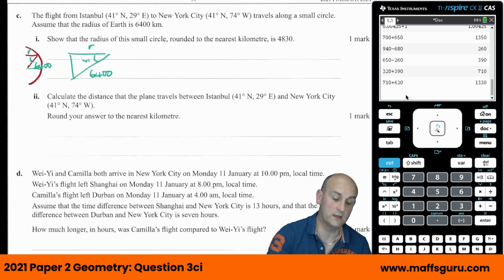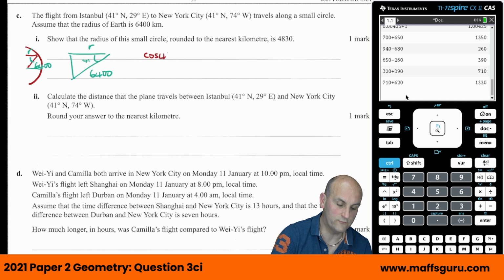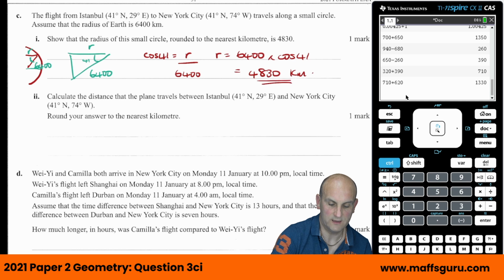So I can use my cosine rule to find that. And so I would end up with the cosine of 41 is equal to the adjacent over the hypotenuse. So R is equal to 6,400 times the cosine of 41, which gives me 4,830 kilometers, roughly.